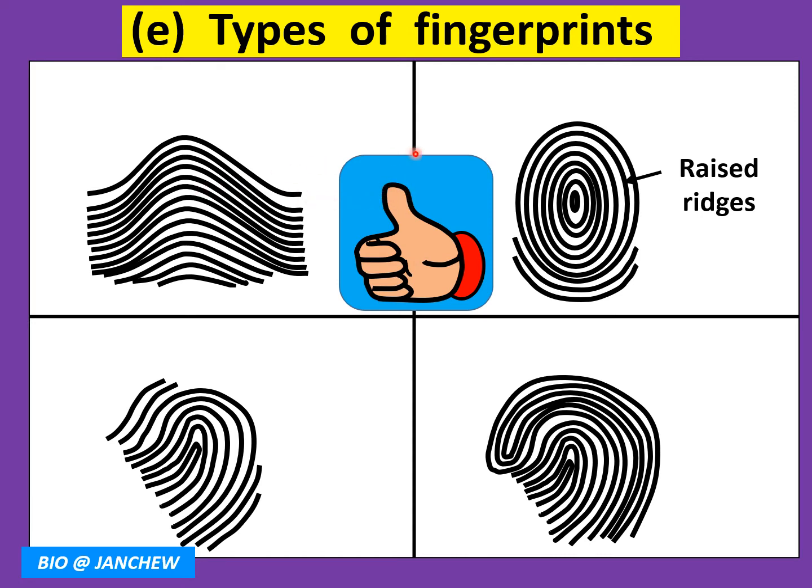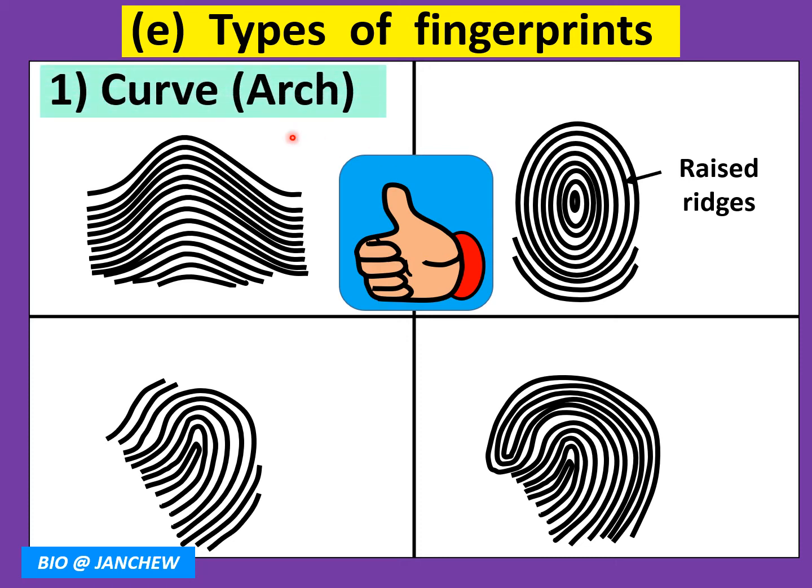All right, so the first type of fingerprint is called the curve, where the lines, the ridges, start from one end and then form a curve and exit on the other side, like mountains. Okay, that's the curve. The second type of fingerprint is called the loop. In the loop, the ridges form lines that move into the center and then curve out and exit through the same side. In and out through the same side.